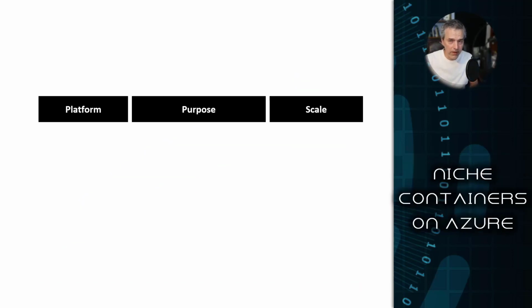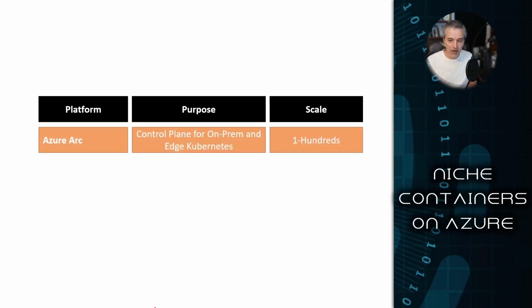So this list is slightly different than the other one. This is going to look at some of the more niche options, but still going to look at platform, purpose, and scale. But this is going to cover some of the more edge cases for the different kinds of offerings available on Azure for containers. So on this list, there are three options that I want to look at. And the first one is Azure Arc.